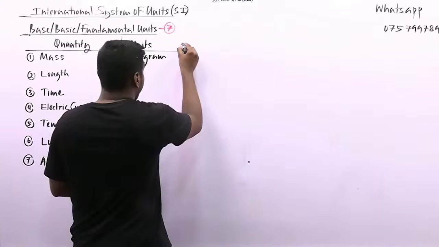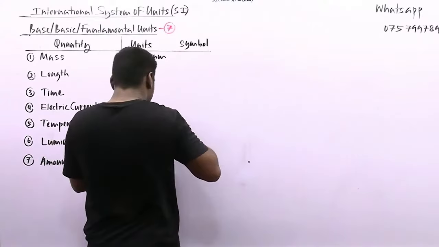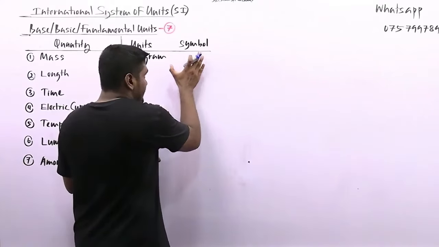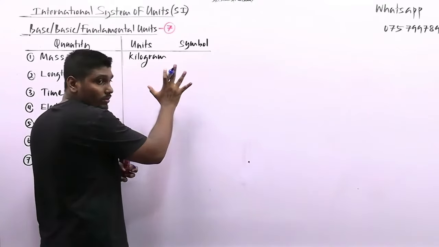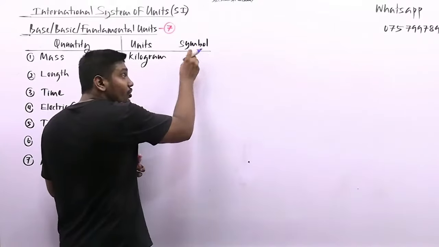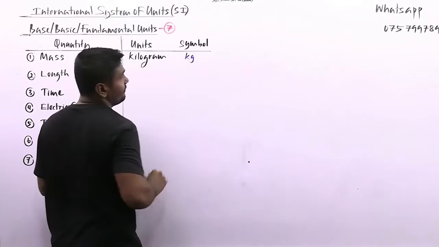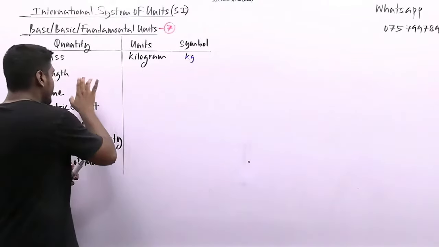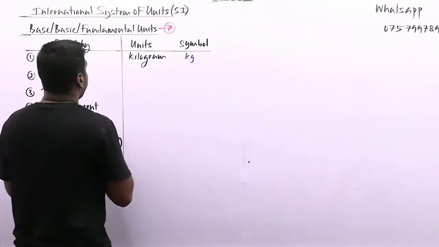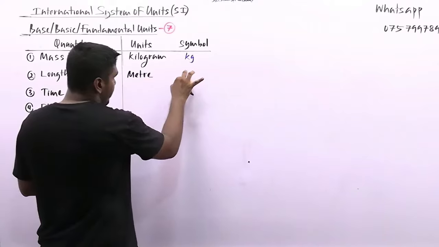The symbol of the unit is, remember, small k, not capital K, and small g. Especially the symbols of units are really case sensitive. So don't write capital K, small g. If you write capital K, small g, they don't give marks. So the symbol for mass must be small k, small g: kg. Length is measured in meters. The symbol is small m.